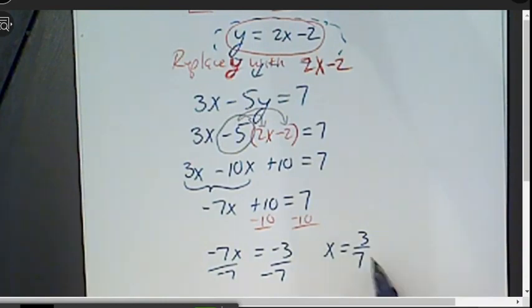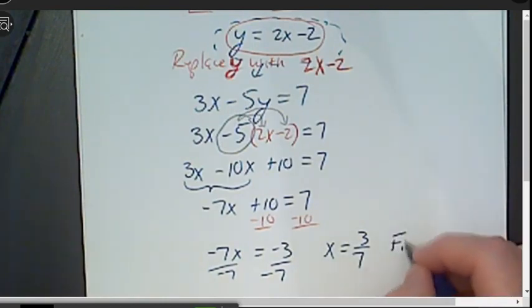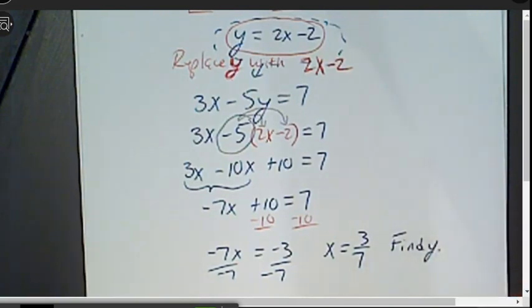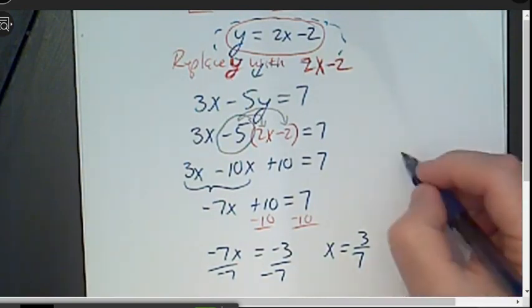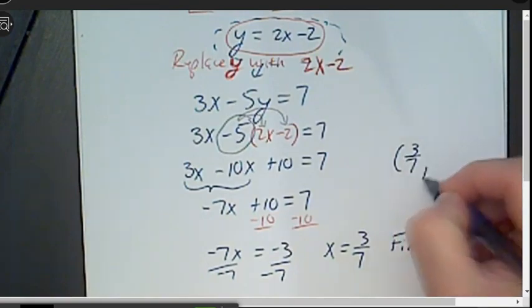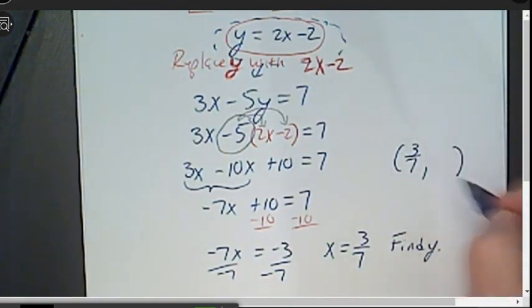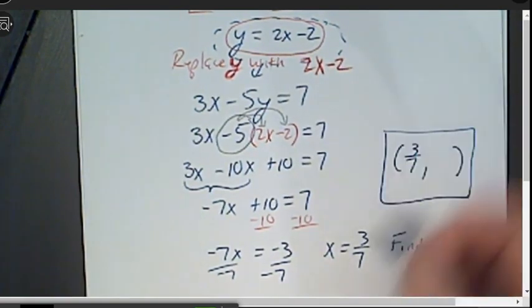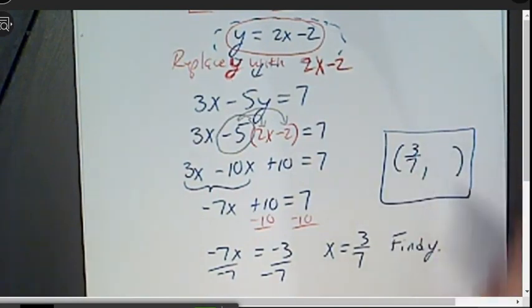Okay, so now we've got x is equal to 3/7. You've got to find y. Because we're finding the final answer, kind of like the practice problems when they asked, is this a solution? Well, basically now we've got half of the solution. We've got the x value. We've got to go back and find the y value to find out what this ordered pair would be.